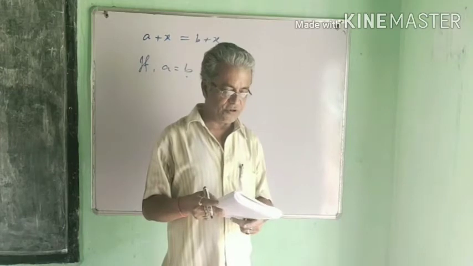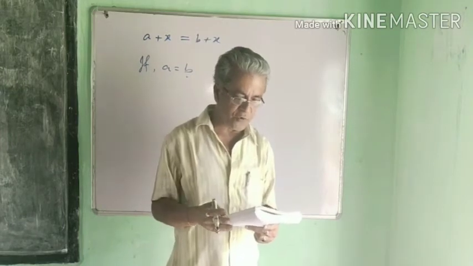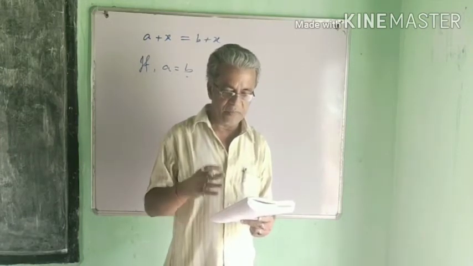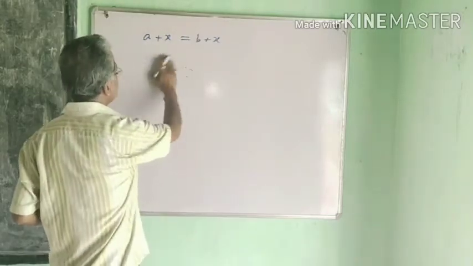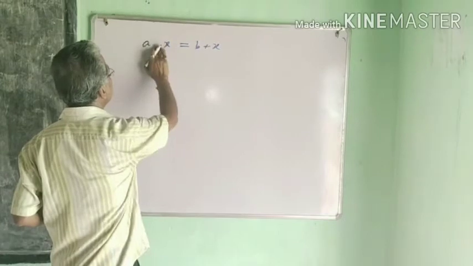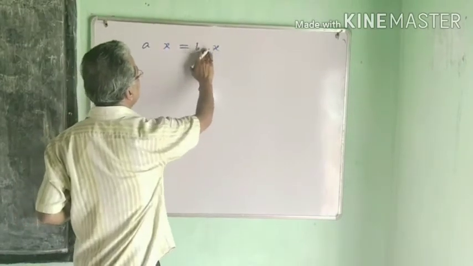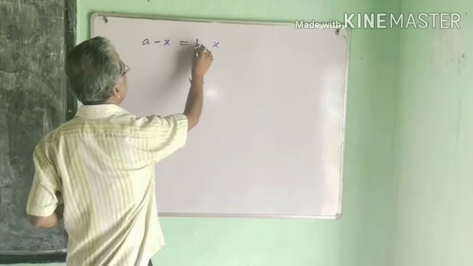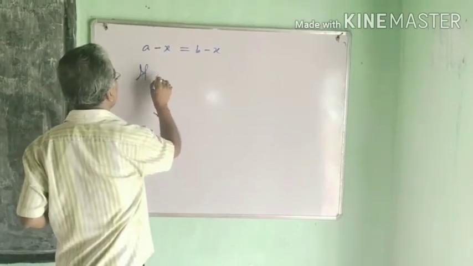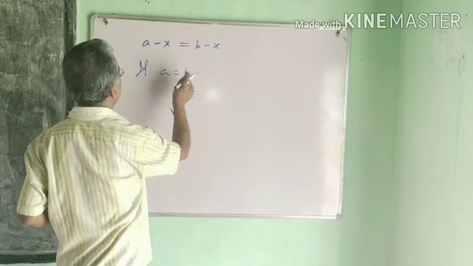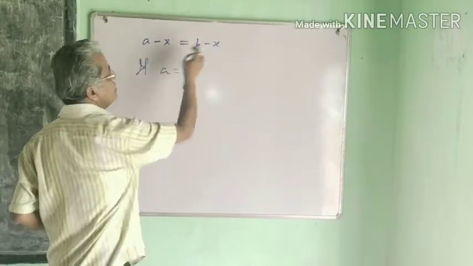Then the next axiom is, if equals are subtracted from equals, the remainders are equal. If A is equal to B, then A minus X is equal to B minus X.